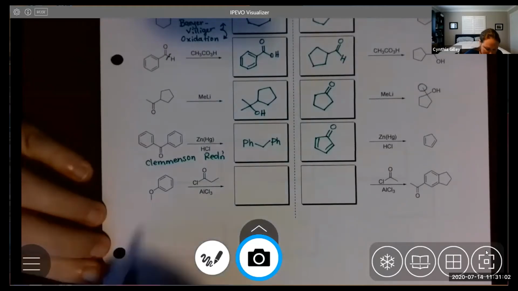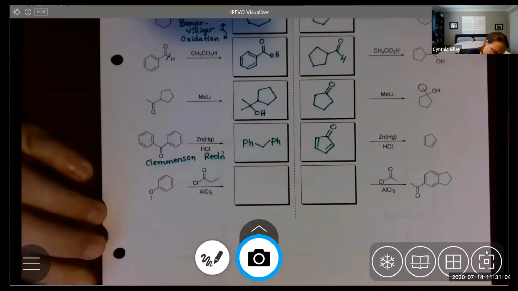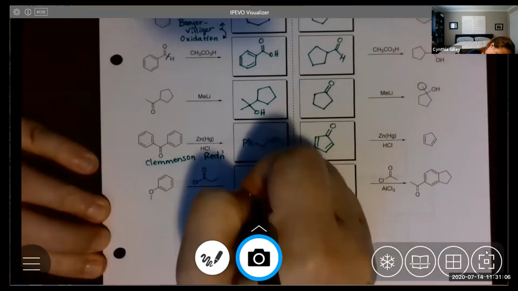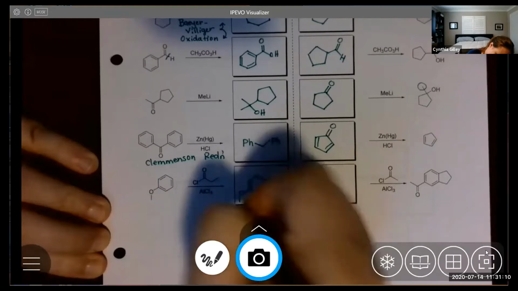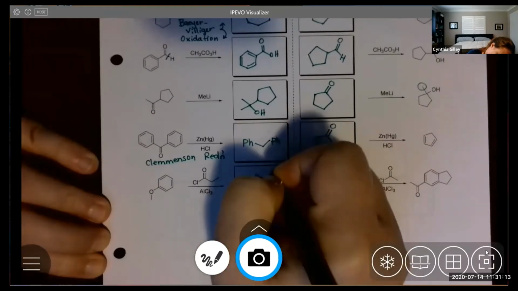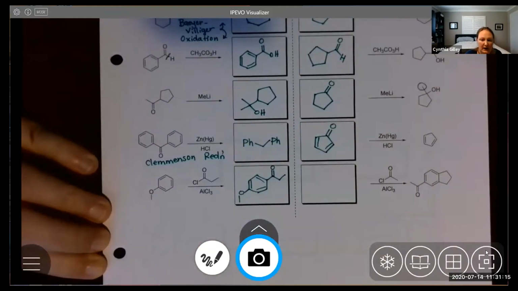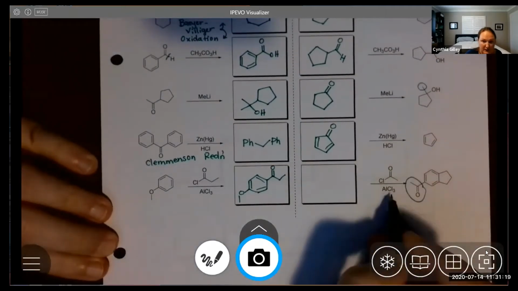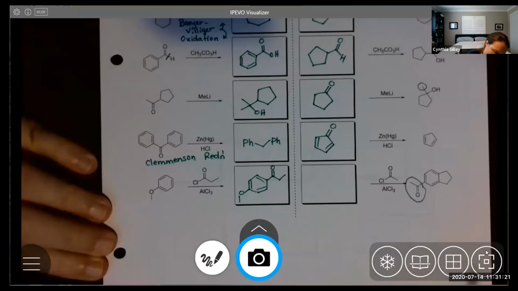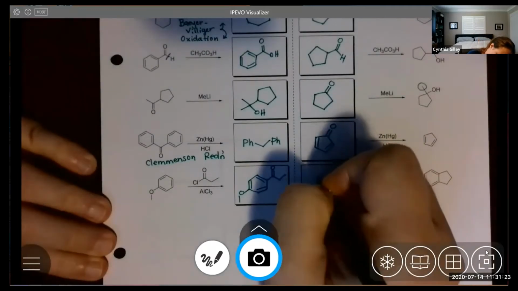This is just the review reaction of a Friedel-Crafts acylation reaction. You know that the methoxy group will direct that. Okay, and then this was introduced via the Friedel-Crafts reaction. We just have to remove it to generate the starting material.